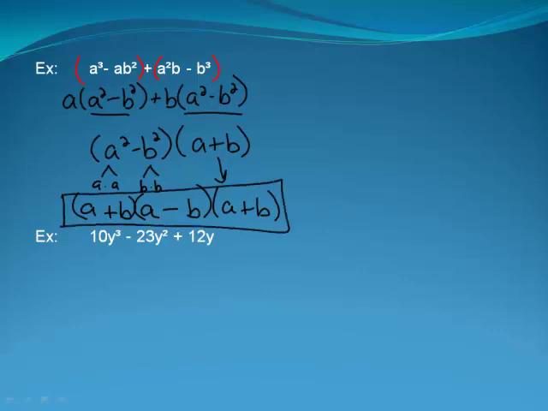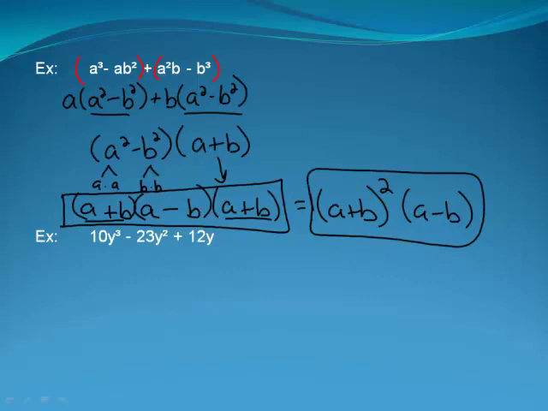Also note that since 2 of those groups match, a plus b and a plus b, you could, if you wanted to, write that as group squared, a plus b squared, because it appears twice, times a minus b. Both of those boxed answers indicate the same thing, just slightly different form.